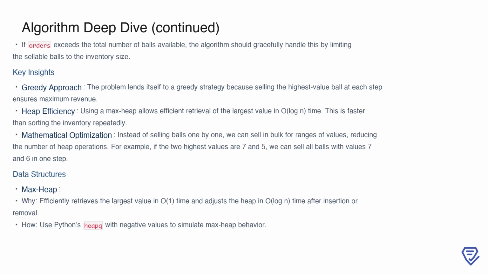Instead of selling balls one at a time, we can sell them in bulk across ranges of values. For instance, if the two highest values are 7 and 5, we can sell all balls with values 7 and 6 in one operation. This bulk selling approach significantly reduces the number of heap operations, making the algorithm faster while maintaining accuracy. The combination of a greedy strategy, heap efficiency, and mathematical optimization makes this solution both elegant and scalable.